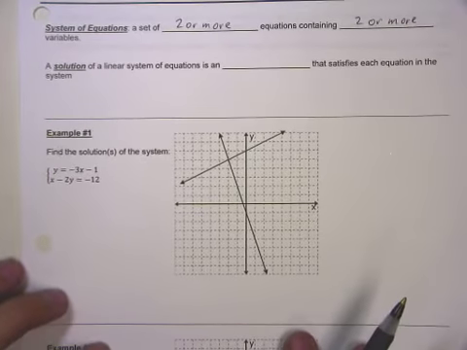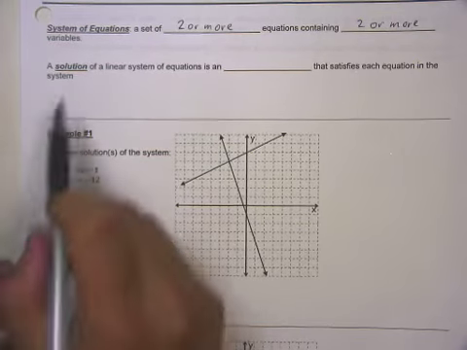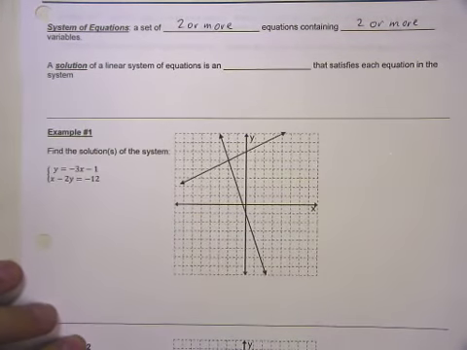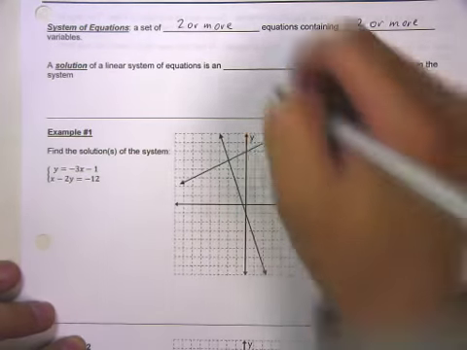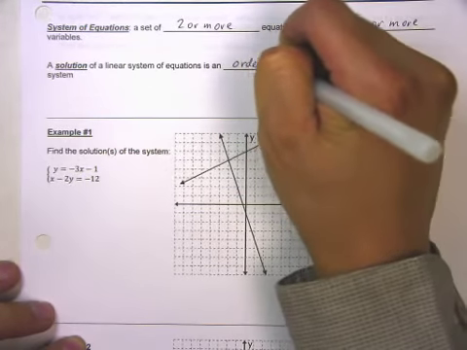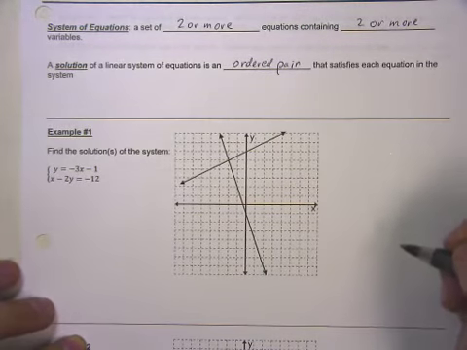All right, so what do we mean when we're talking about solving a system? When we're solving a system, we're looking for the solution. And here's what a solution is: a solution of a linear system of equations is an ordered pair that satisfies each equation in the system.